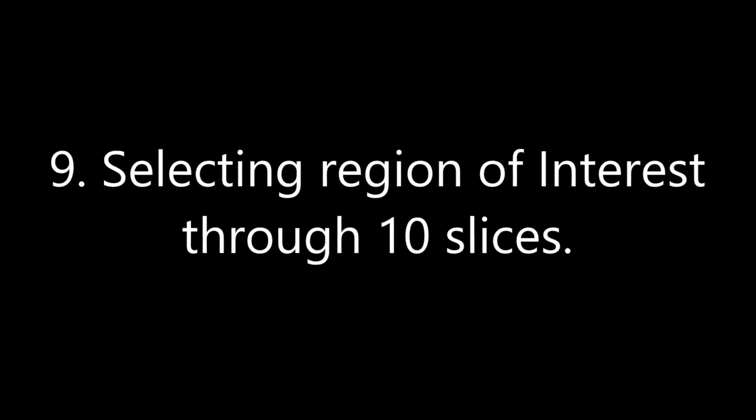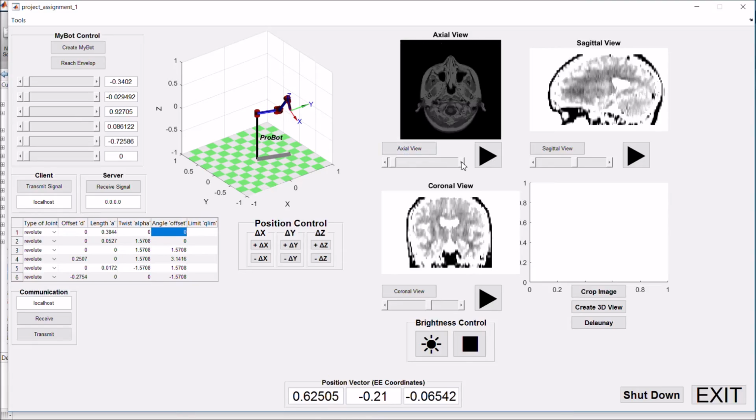Next task is selecting a region of interest through 10 axial slices. While scrolling through any slice, the user can select a region of interest using the imcrop command provided in MATLAB. The selected region of interest or portion will be resized to a 48 by 48 uniform array.